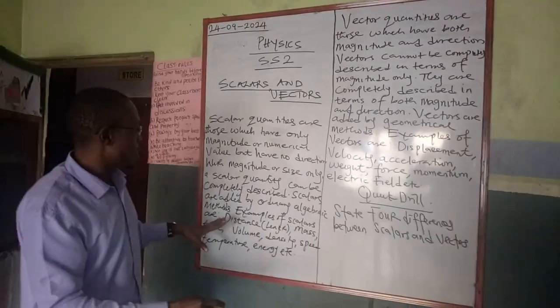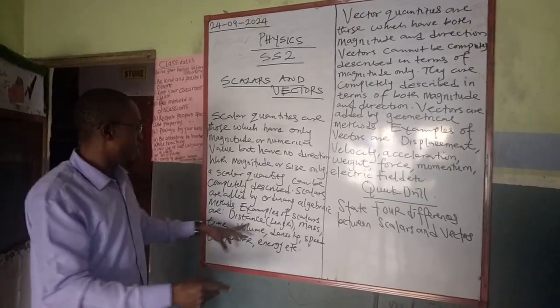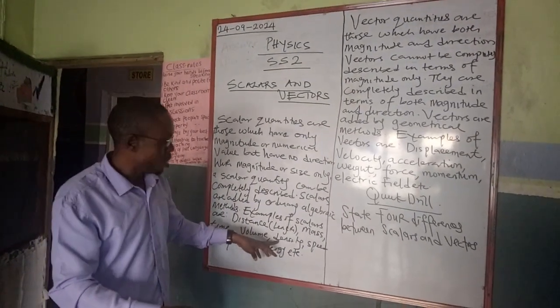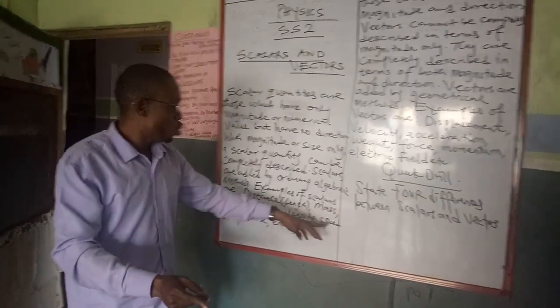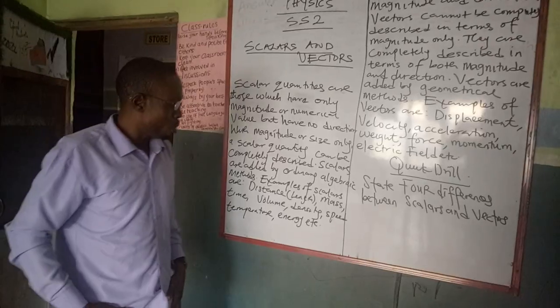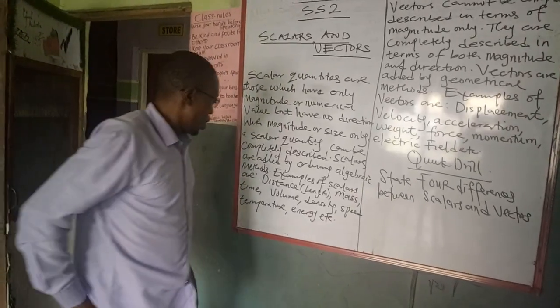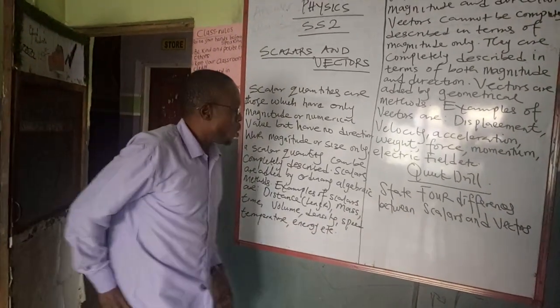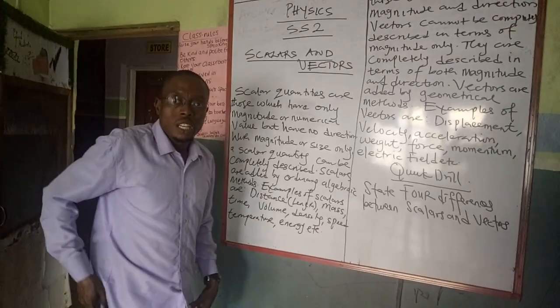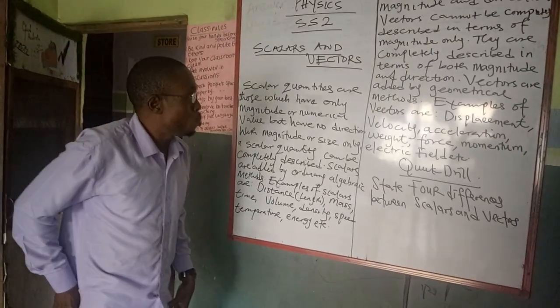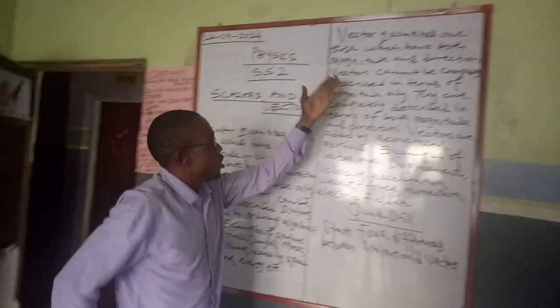Now let's look at examples of scalar quantities: distance, which is also known as length, mass, time, volume, density, speed, temperature, and energy. These are examples of what? Of scalar quantities. There are other examples.